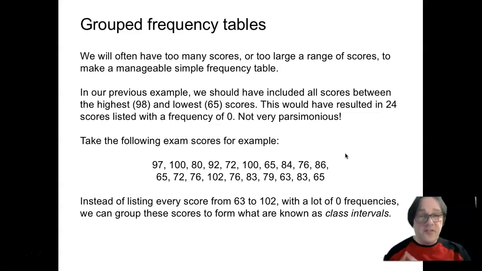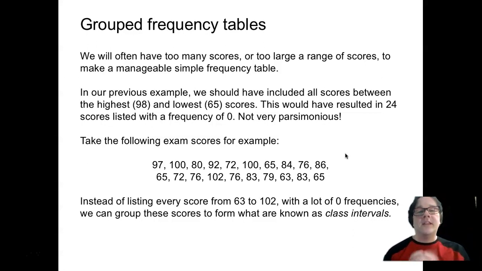So in our previous example, we should have included all the scores between the highest score of 98 and 65, even though we didn't really have a bunch of those scores, right? This would have resulted in 24 scores that were listed that all had frequencies of 0 next to them. And that doesn't really help us much. The idea here is to make the data more parsimonious, make it easier to understand, to make it more concise. That would not necessarily do it though, right?